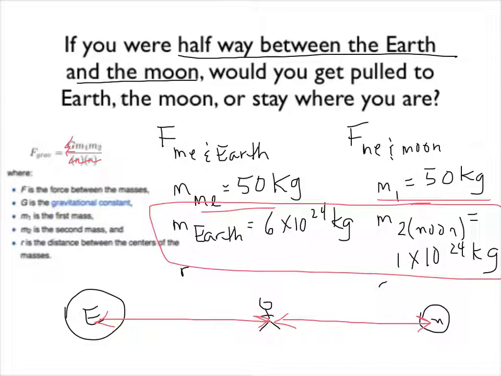And we would expect that. You would expect to be pulled to the Earth, or pulled back to the Earth if you were halfway between. In order to get pulled to the moon, you would have to be much, much closer to the moon in order to get pulled that direction.